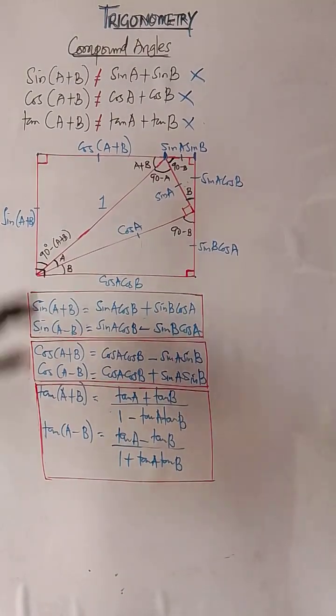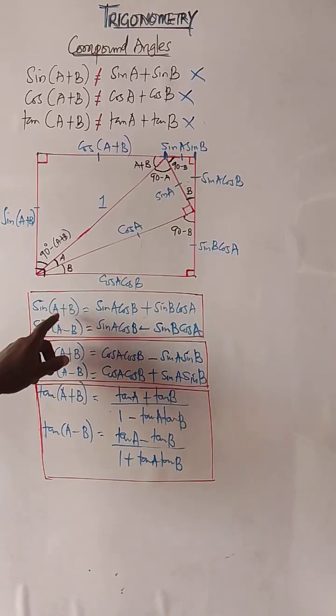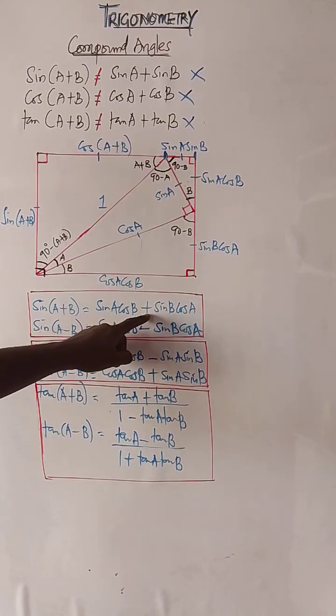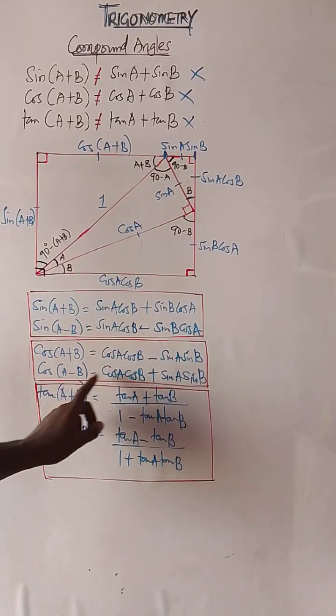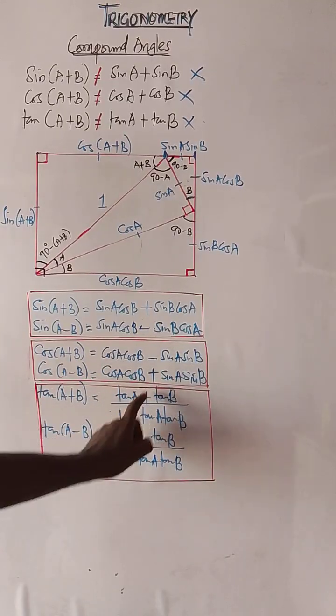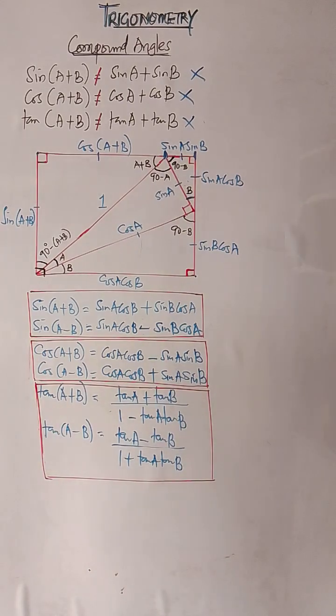Find a way to commit everything we have here to your memory. Note, for sign, if you have plus here, this is plus. If you have minus, you have minus here. For cos, plus here, minus here, plus here. Plus, minus, minus, plus. You just have to commit this to memory.